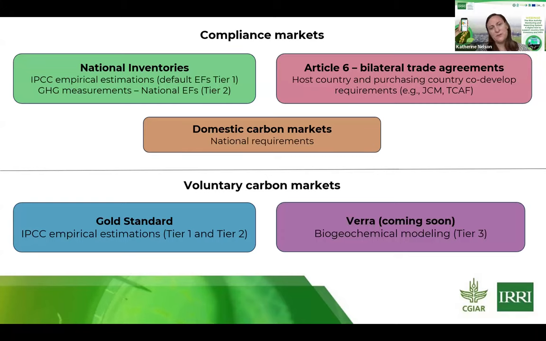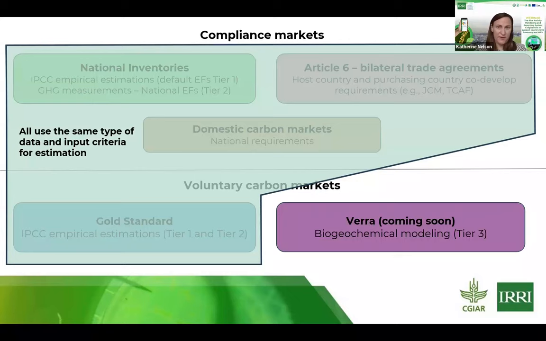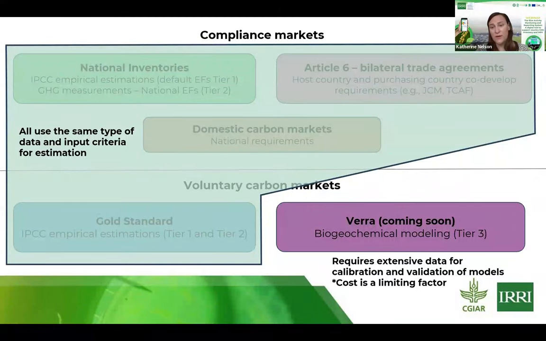Whereas with voluntary carbon markets, Gold Standard has a published methodology, and that uses IPCC empirical estimations with either tier one or tier two. And Verra, the other large carbon registry, is releasing very soon, coming in quarter one of 2025, an approach that can use biogeochemical modeling. I mention this because all of these that are in this area that has been marked use the same type of data and input criteria for estimation, whereas the modeling requires extensive data for calibration and validation. And so cost can be a limiting factor, particularly in smallholder systems, because there are so many ways of doing the farm management practices that you have to have many models calibrated.